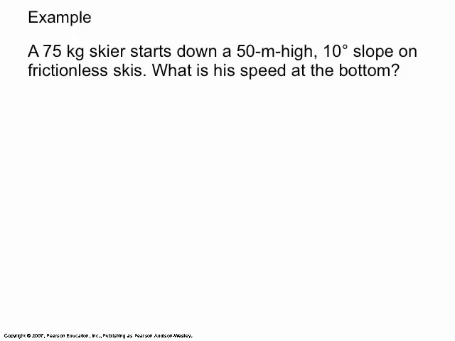Let's say a 75 kilogram skier starts on a 50-meter high slope, where the slope is 10 degrees from the horizontal. His skis are frictionless, and so he moves across the snow without any friction. What would his speed be at the bottom?